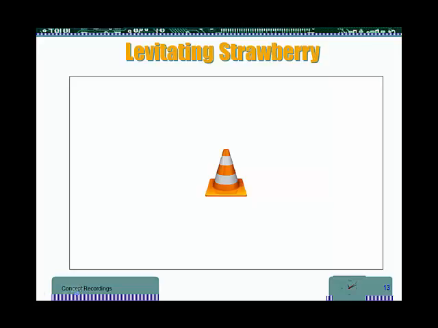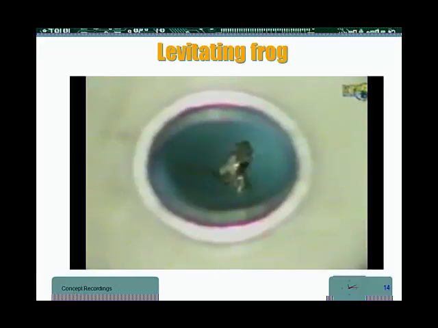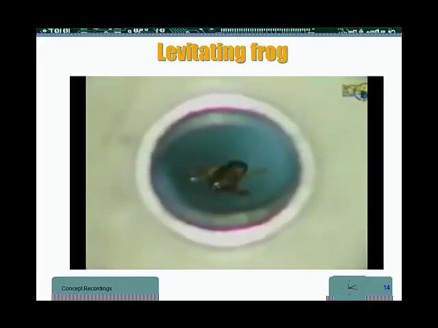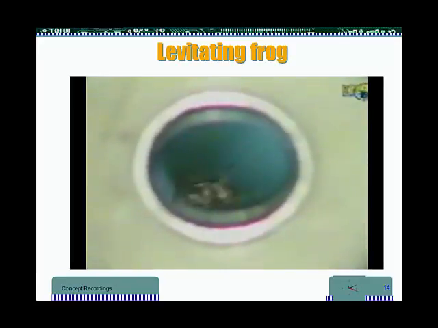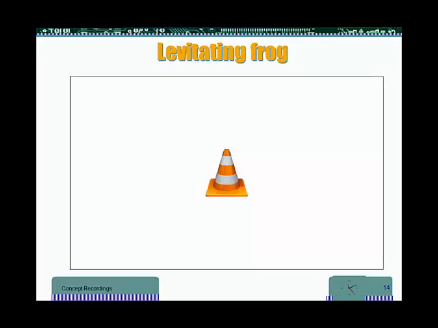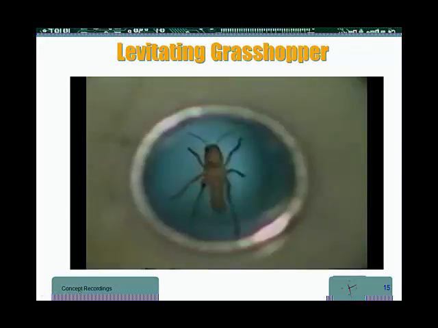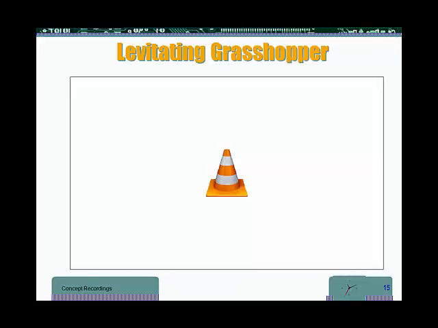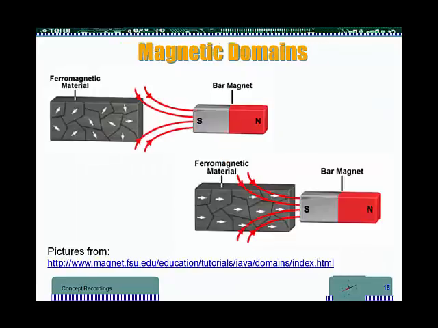So for example, the people who did the strawberry also did it on live animals. Like in this case, it's a frog. And you see the frog is suspended in that area where there is a strong magnetic field and nothing else. So you see the frog kind of floating around, and here is a grasshopper experiencing the same thing, being suspended in a strong magnetic field. Now, if a material is not paramagnetic or diamagnetic, it's going to be ferromagnetic.